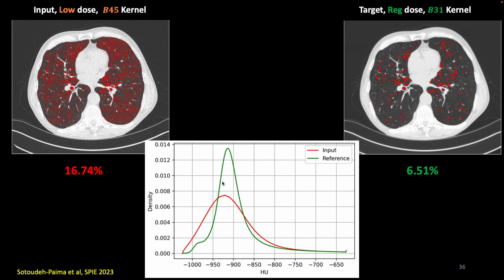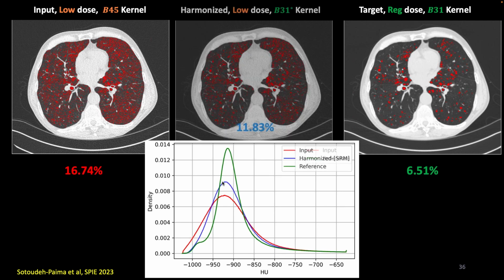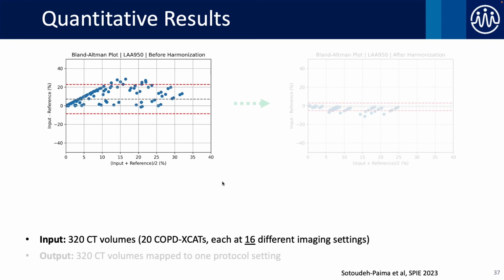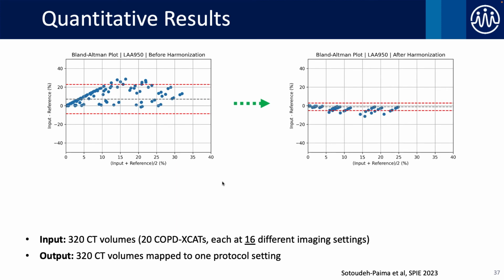So I want to go from the red histogram to the green histogram. So this is the result after doing my spatial resolution matching, and then after also doing the noise matching. So you see that now the middle image is my harmonized image using the left one, and is very close to the target regular dose on the right one, and that's promising. So with this, I would be able to compare these images when I have various imaging conditions.